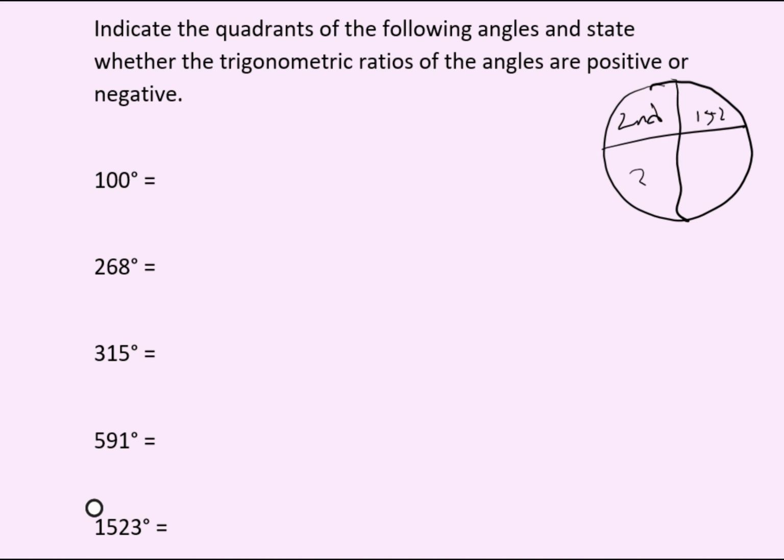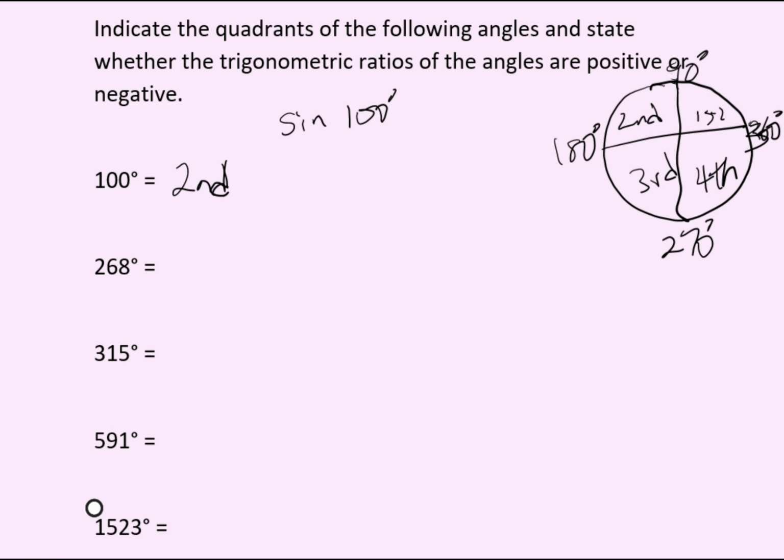Now for the second quadrant, for our trigonometric ratios, sine is positive in the second quadrant. So we have sine 100 degrees. Cosine is negative, we have minus cos 100 degrees. And tangent is also negative, so we have minus tan 100 degrees. So that is the quadrant and the trigonometric ratios of 100 degrees.